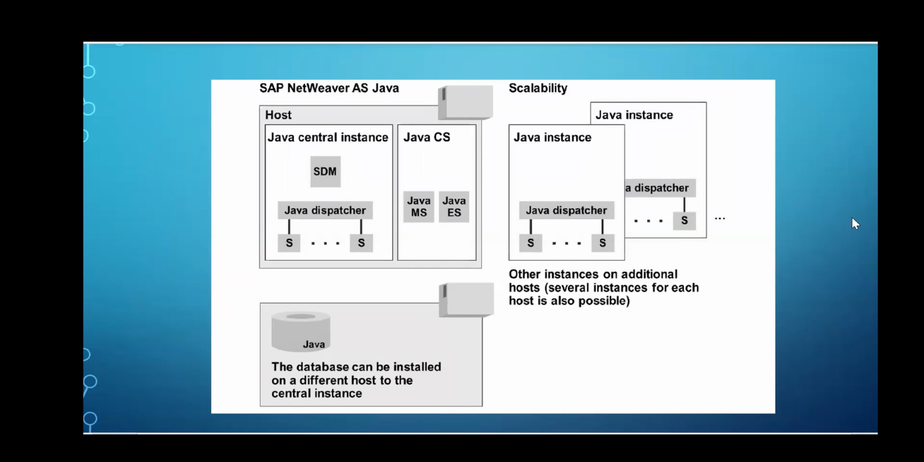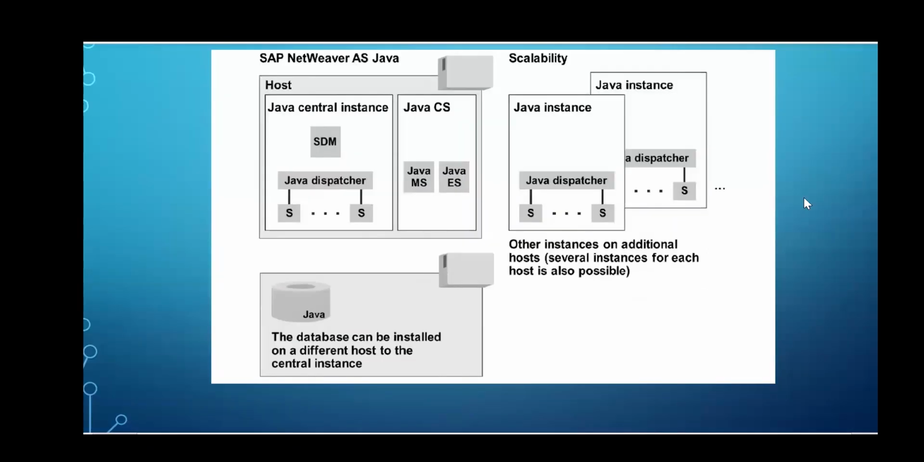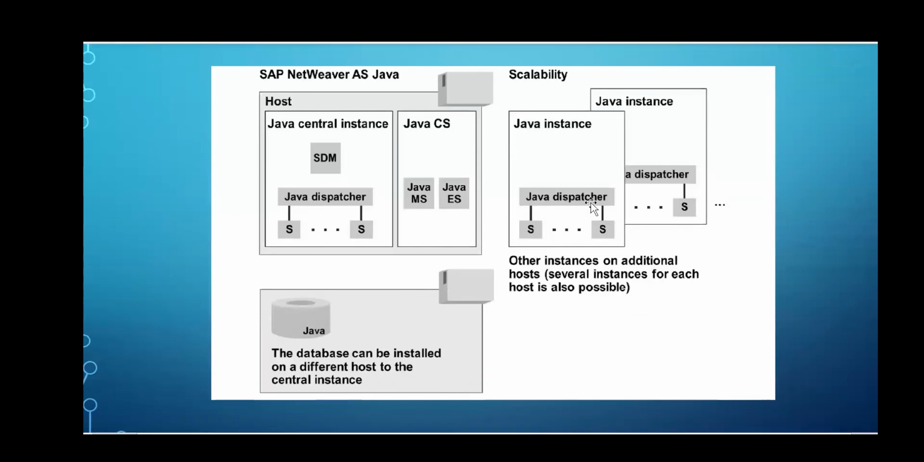In ABAP, we have work process and everything. Here in central service, in central instance, we have HTTP and we have Java dispatcher. And then in ABAP, we have ABAP message server, and here Java message server and Java enqueue server. So only two differences. And dispatcher also we are having. Dispatcher. This one, you're talking about this one?